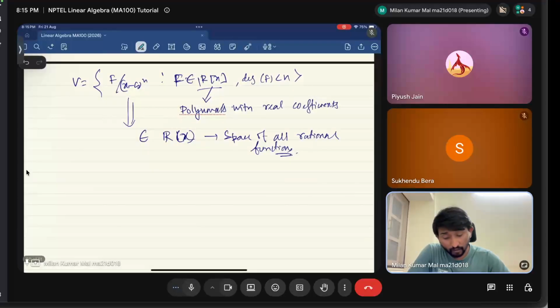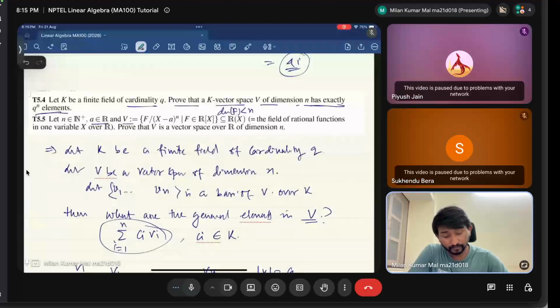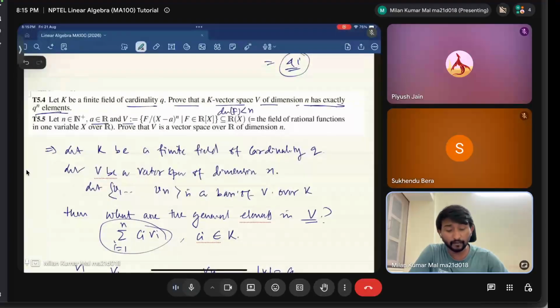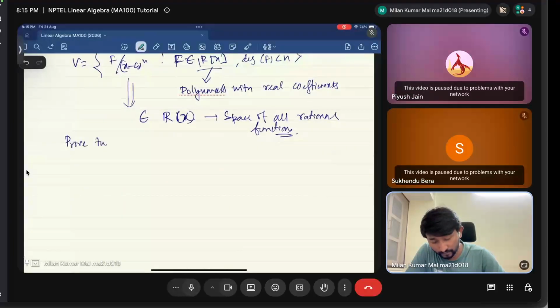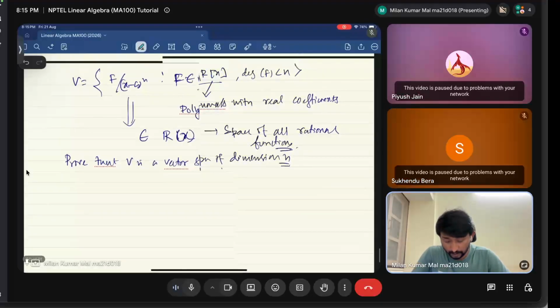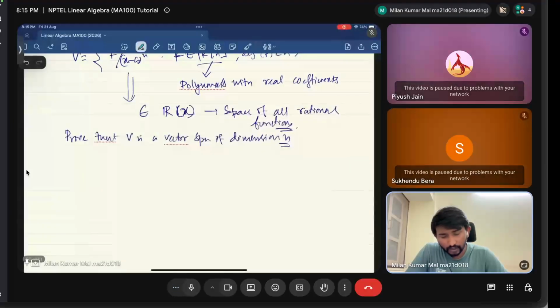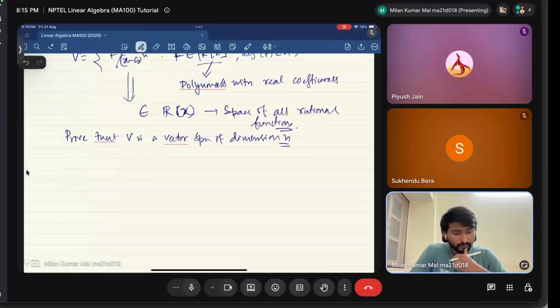So what is the question? The question is: n is a natural number and a is a fixed number. Prove that V is a vector space over R of dimension n. So I have to prove that V is a vector space of dimension n. First of all, f is a polynomial of degree less than n.